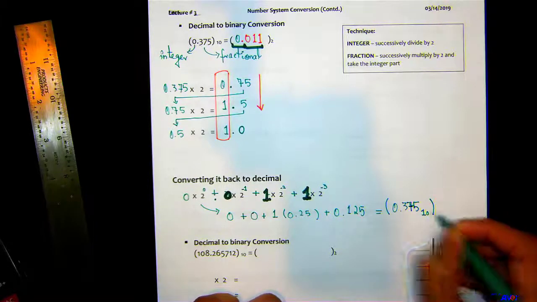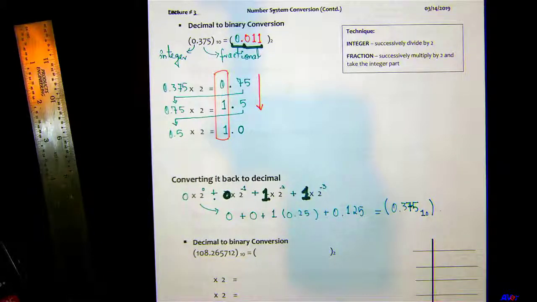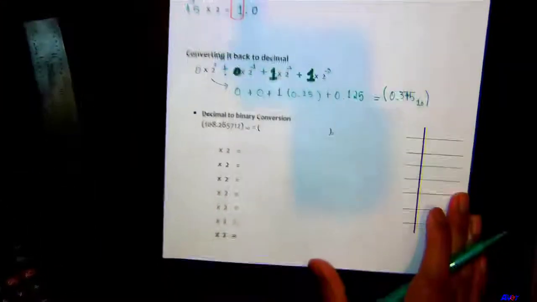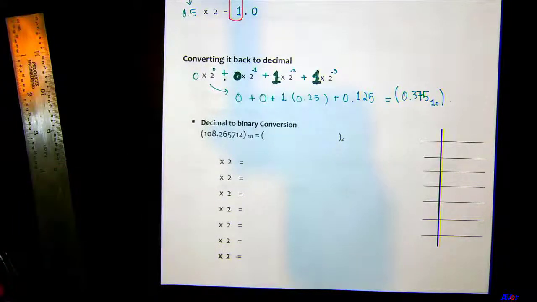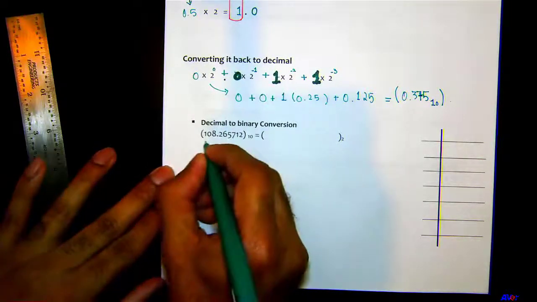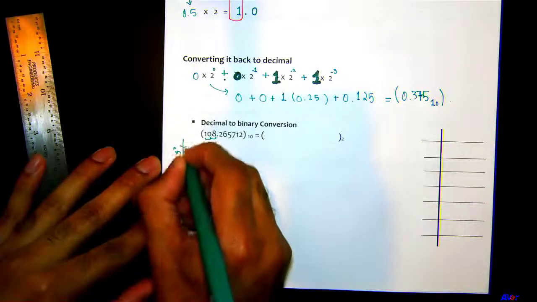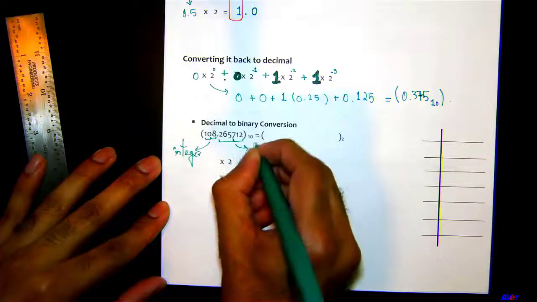Okay, now this is actually similar to what we had over here. So in the case of a fractional number, we are going to treat the integer part differently and the fractional part differently. There's another example. Let's move on to that. Okay, this time we have 108.265712. Again, this is the integer part, and this is the fractional part right here.